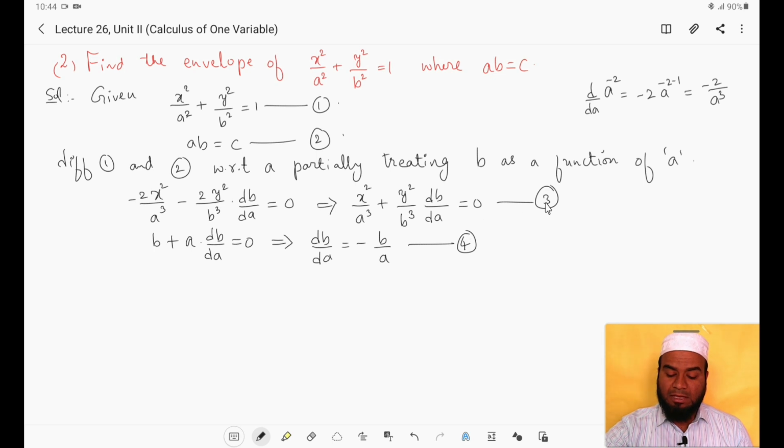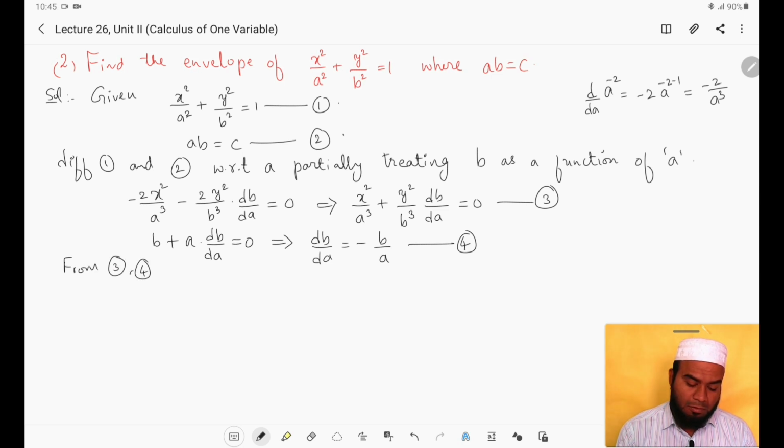Now from these two equations, that is equations 3 and 4, I will substitute the value of db by da, that is minus b by a here. So what will we get from 3 and 4? x square by a cube as it is, plus y square by b cube as it is, then db by da. db by da is given by minus b by a.